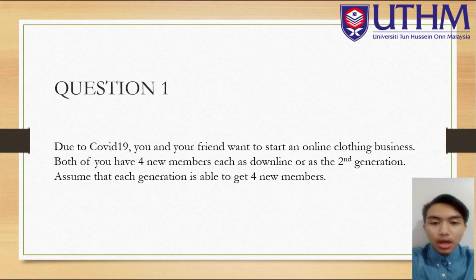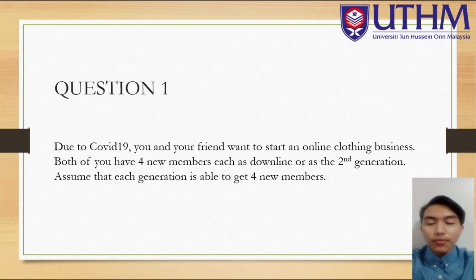AA200277. Today, I'm going to talk about question 1. Due to COVID-19, you and your friend want to start an online clothing business. Both of you have 4 new members each as downline, or as the second generation. Assume that each generation is able to get 4 new members.